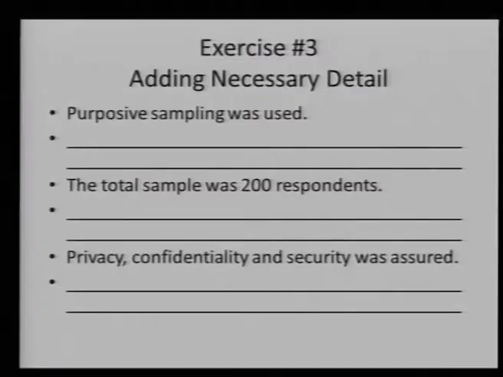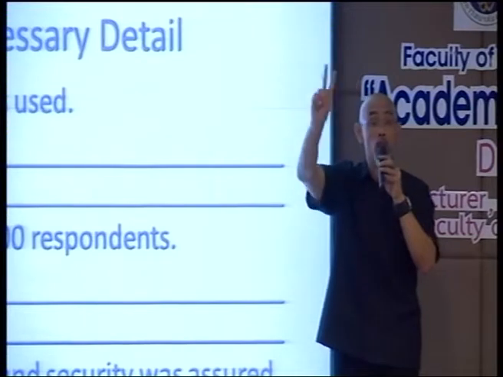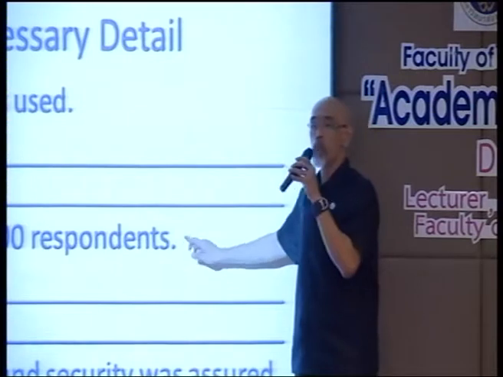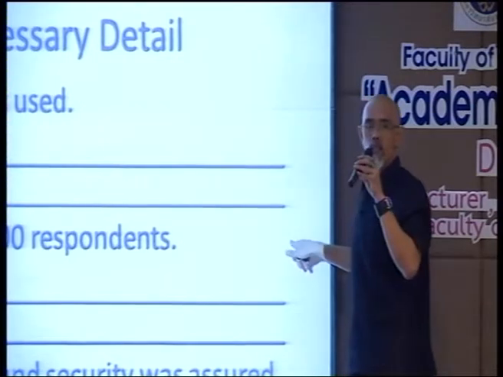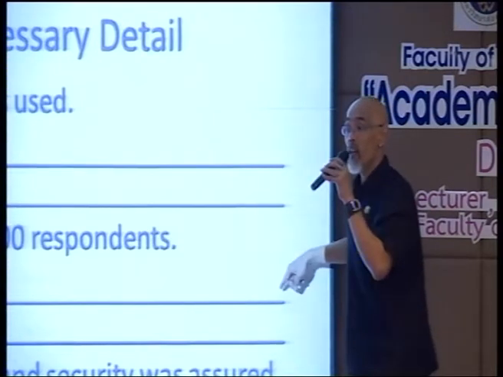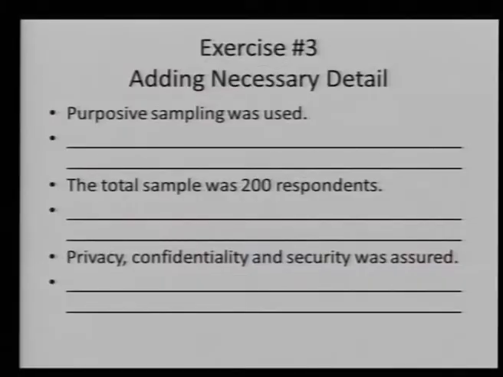The total sample was 200 respondents. Explain why you got 200 respondents. Is it because multivariate regression analysis requires a minimum of 200 respondents? The total sample was 200 respondents to meet the requirements of the use of multiple regression analysis. I love this one. Privacy, confidentiality, and security was assured. What's the big question?